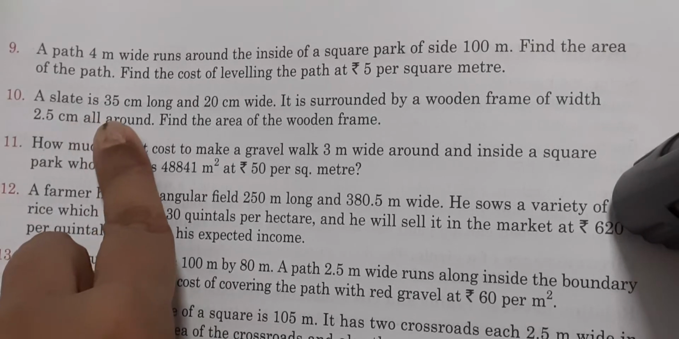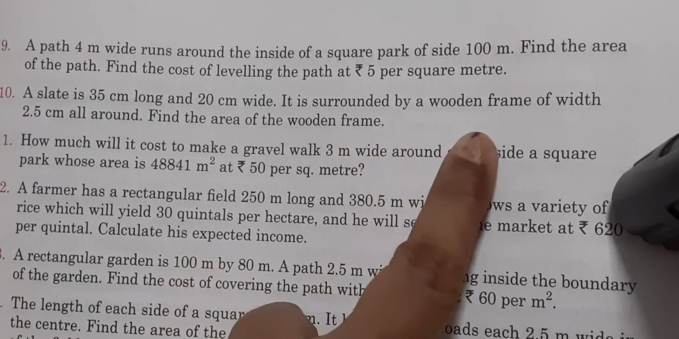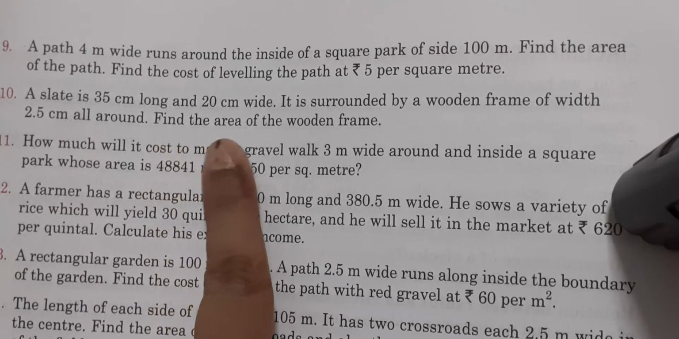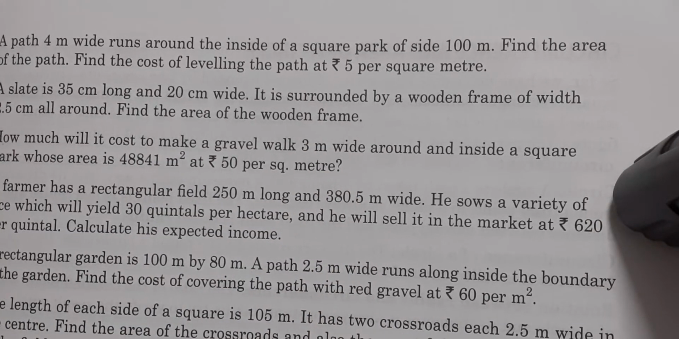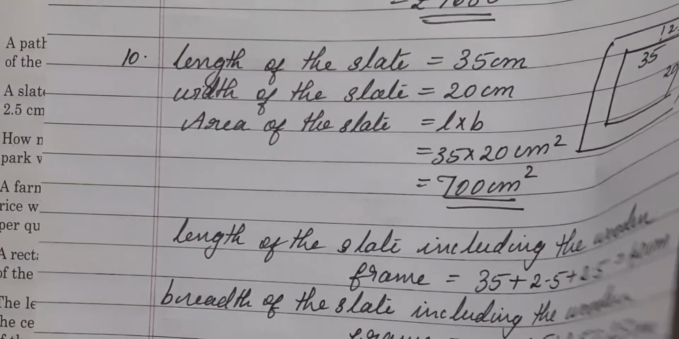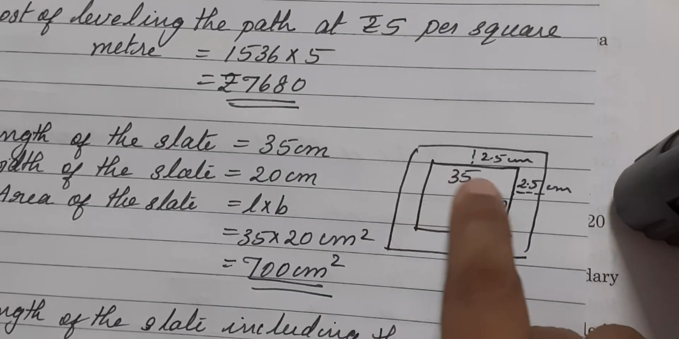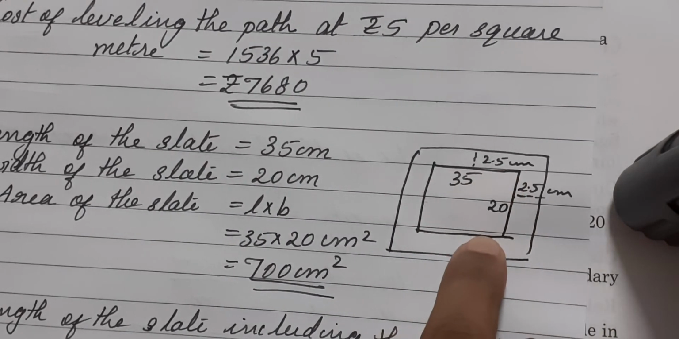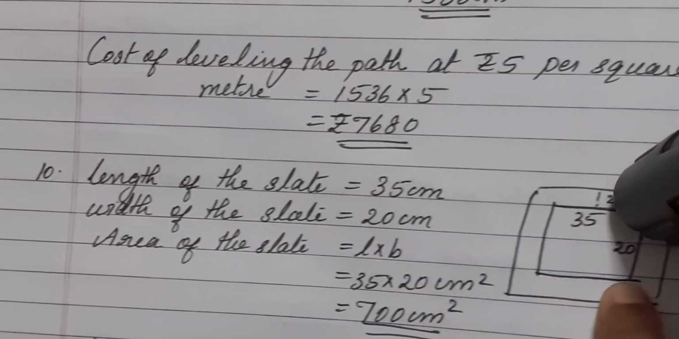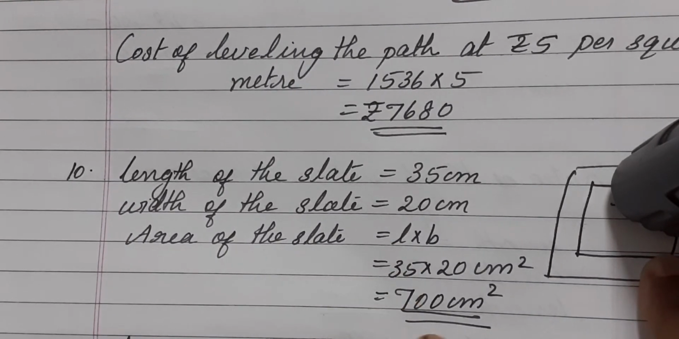A slate is 35 cm long and 20 cm wide. It is surrounded by a wooden frame of width 2.5 cm all around. Find the area of the wooden frame. Hope all are familiar with the slate. You may have used it in your younger ages. Length of the slate is given as 35 and breadth is given as 20. So first you have to calculate the area of the slate: 35 into 20, you will get 700 centimeters square.